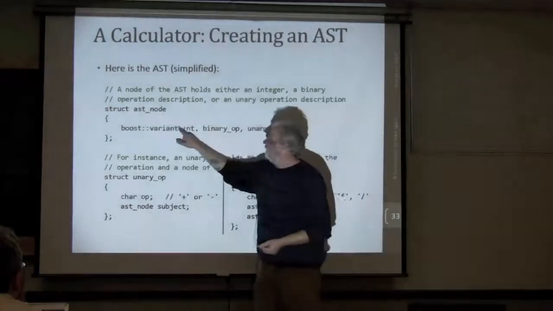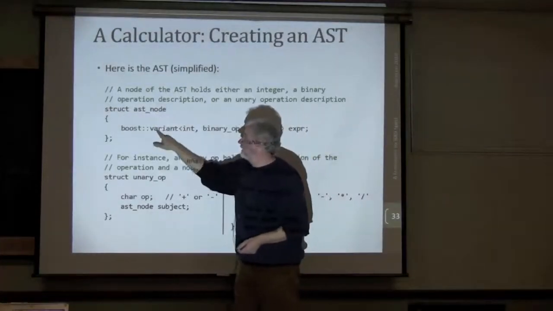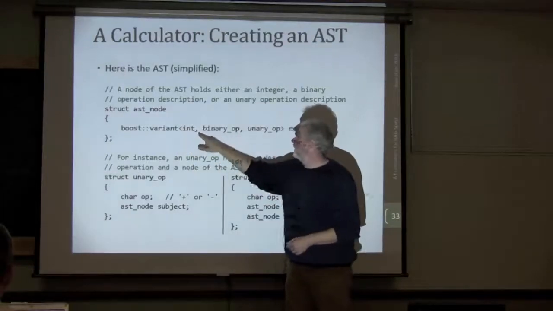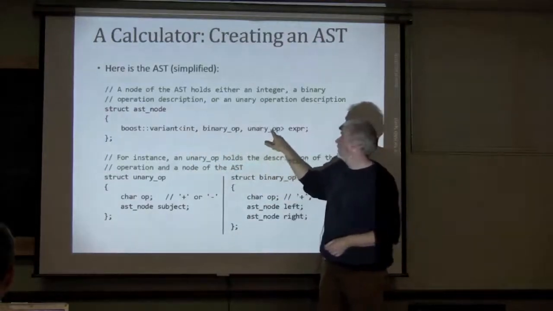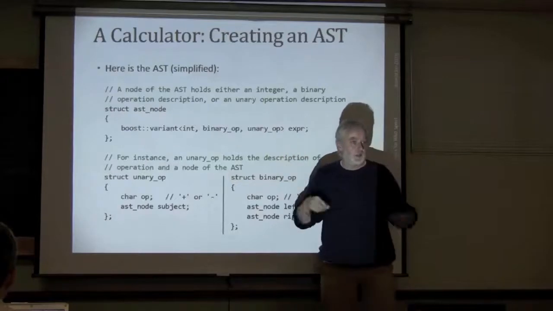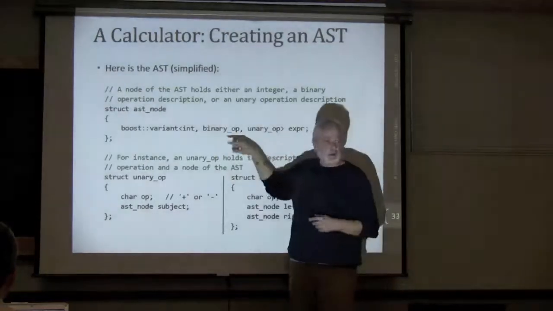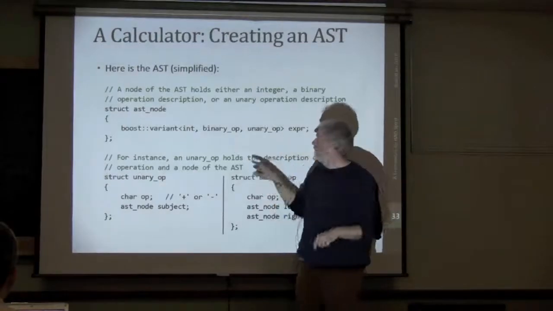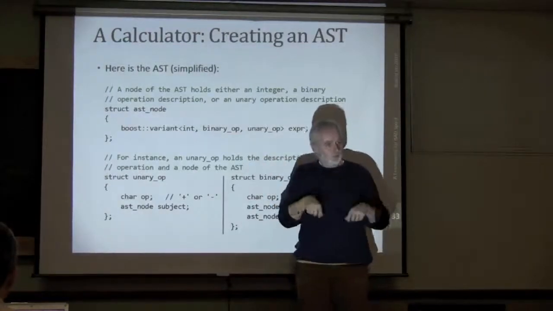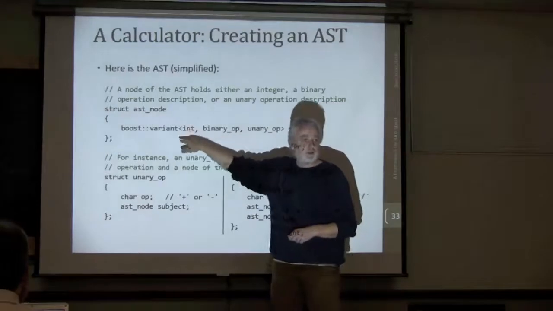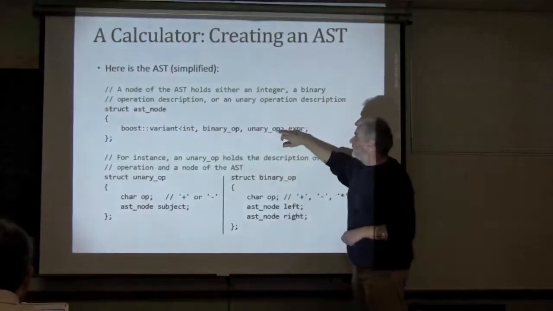And I assume, simplified, that my AST is nothing else than a variant of either an int, a binary operation, or a unary operation, right? That's all I can see. When I parse a mathematical expression, I either get a binary operation, A plus B, a unary operation, unary minus, or I get a plain integer. So that's certainly simplified.